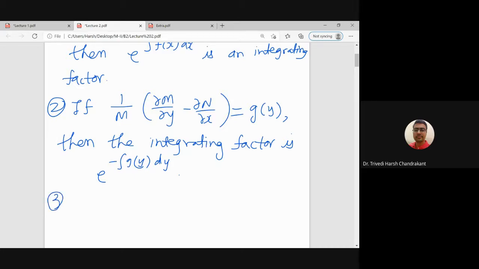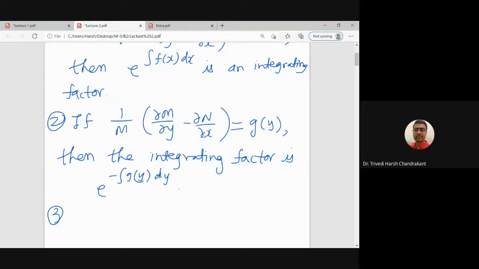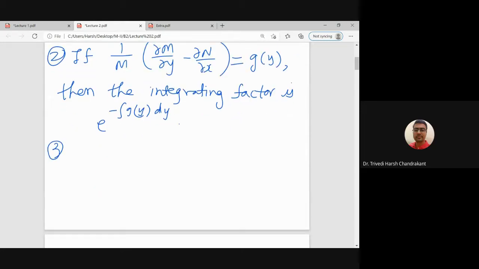Now suppose both these cases are not working. That means the first quantity is not a function of x, so we cannot apply the first method, and the second is not a function of y, so then we go for the third method. The third method is that if M and N of the given differential equation are homogeneous functions of the same degree.